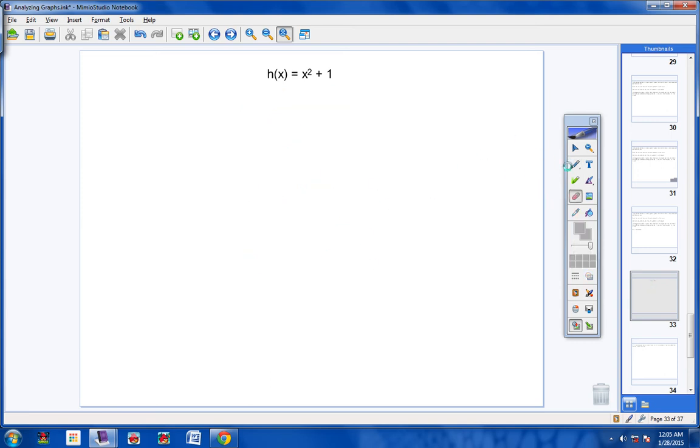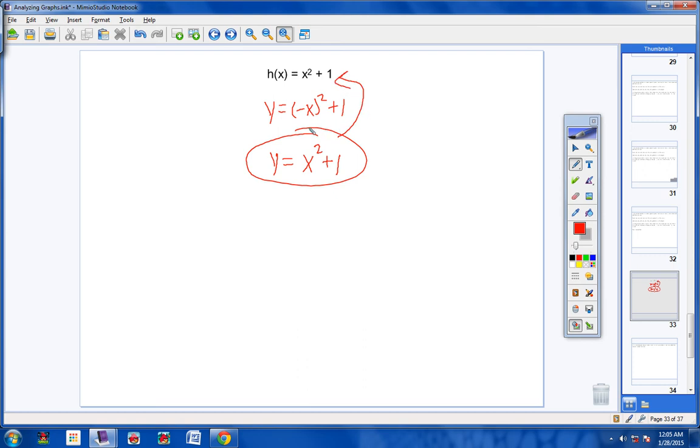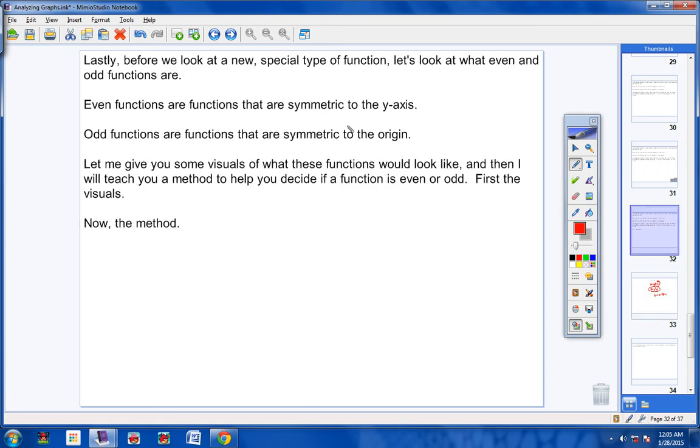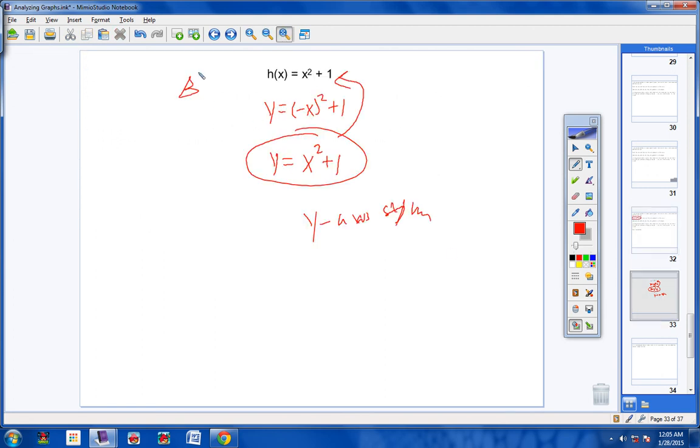Maybe we have y-axis symmetry. So everywhere there's an x, I'm going to put a negative x. Okay. Well, negative times a negative is a positive. So y equals positive x squared plus 1. Does that match the original function right up here? Yes, it does. Perfectly. So we know that we have y-axis symmetry. And what do we call y-axis symmetry? It's an even function. So we know this function right here is even. Okay? Let that sink in.